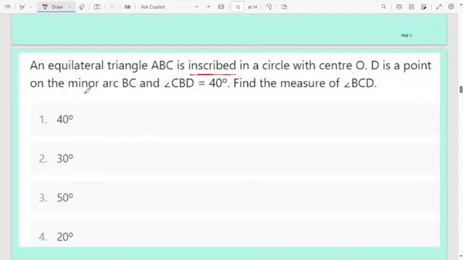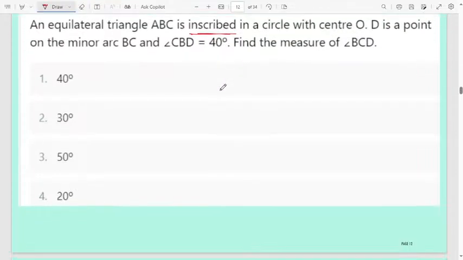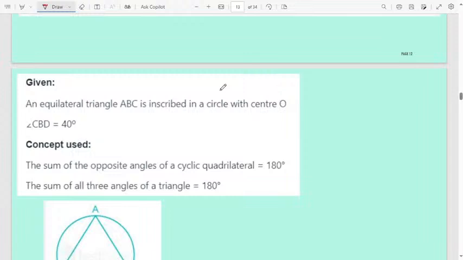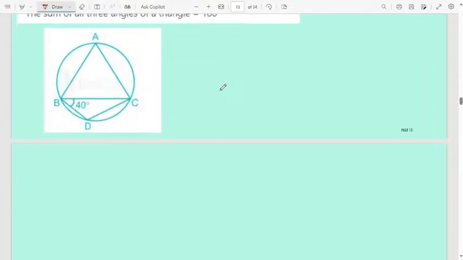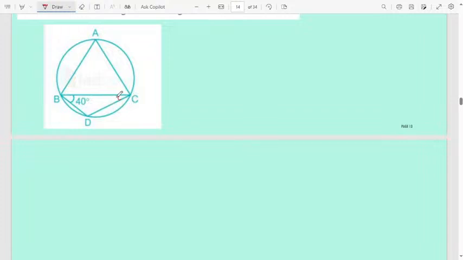D is a point on the minor arc BC and angle CBD is 40 degrees. Find the measure of angle BCD. This value you have to find.